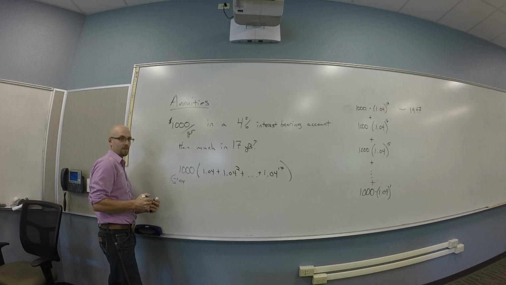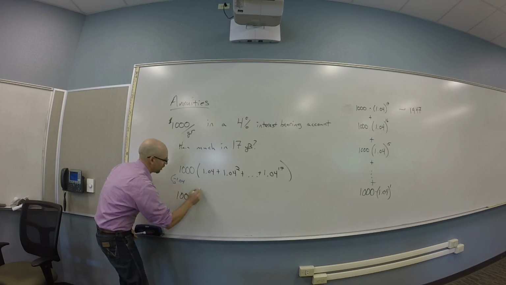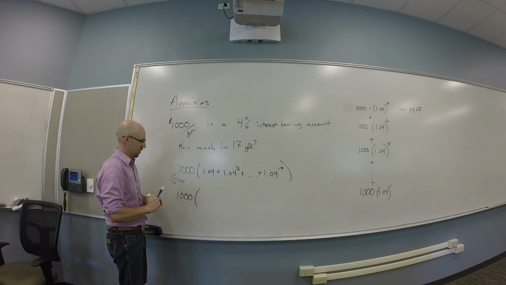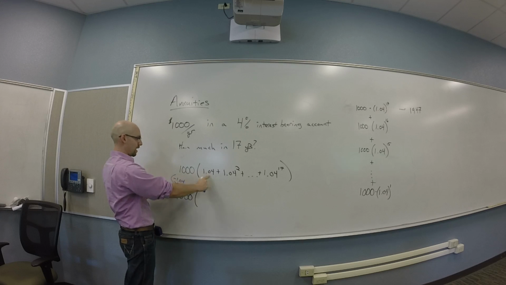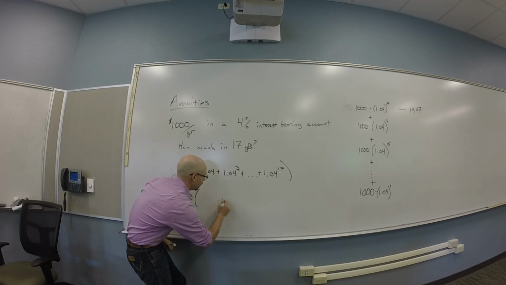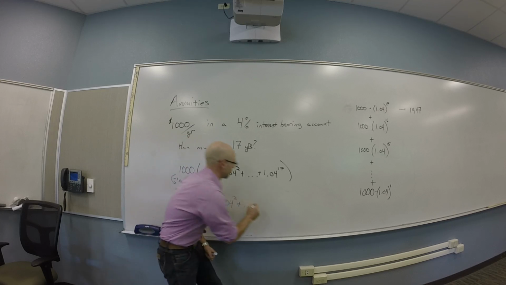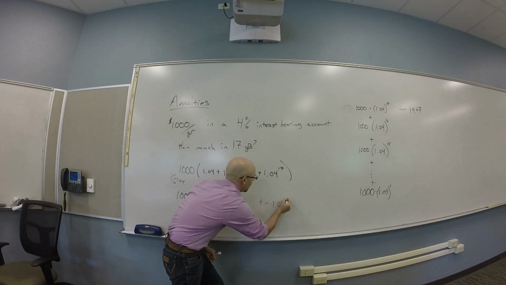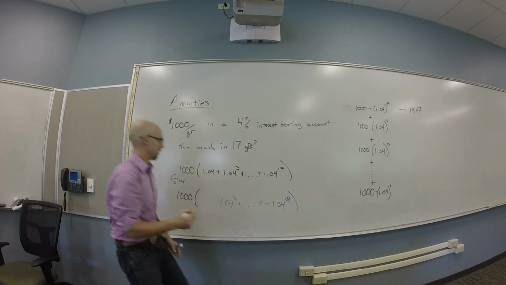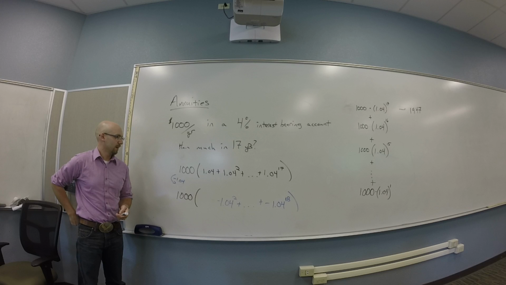Cool. So you're going to have your 1,000, just chilling, and then you're going to have minus 1.04 distributed in. That's going to give me a minus 1.04 squared, and then so on. And then there's going to be a plus minus 1.04 to the 18th power. You guys all see that? Yeah. Then what was the point of doing that?